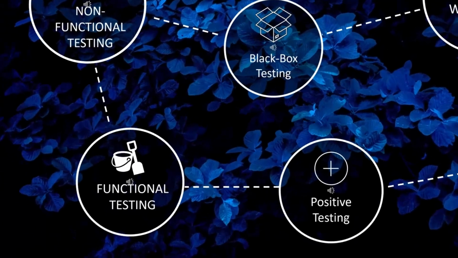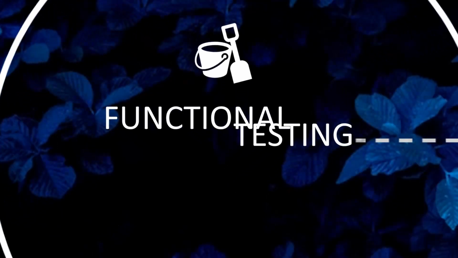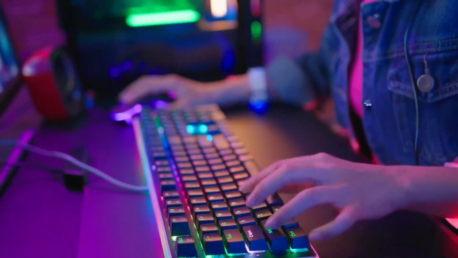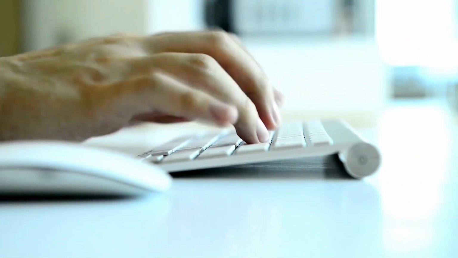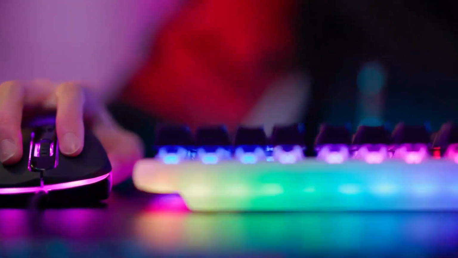Functional testing is a generic term that refers to creating tests against a system's core features and functionality. Functional testing is a black box test type where user and system functions are examined by entering input using a system device and examining its output. Unlike white box testing, the internal code logic, structure, and operations are rarely considered in functional testing and are not required to be known or understood by testers when executing tests.